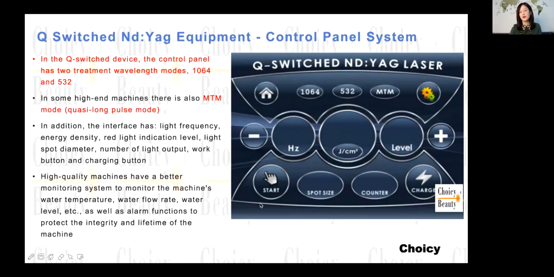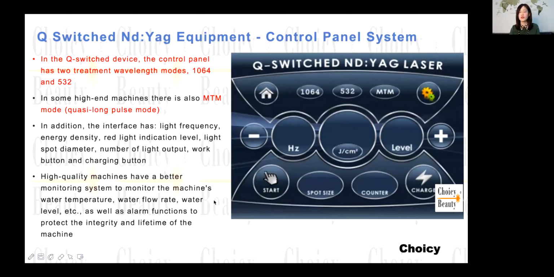Here, there will be some different alarms. For example, if the machine doesn't have enough water, or the water is not flowing, there will be a water flow error. That means something is wrong with the water flowing system. You need to check the machine. Or the simmer error will say that it cannot be charged and the laser light cannot be turned on. Like that, there will be different alarms for different problems of the machine.